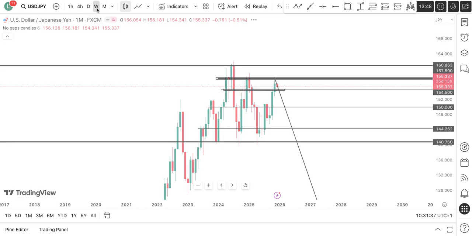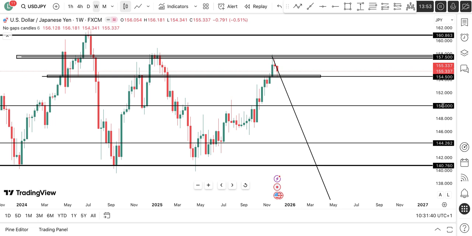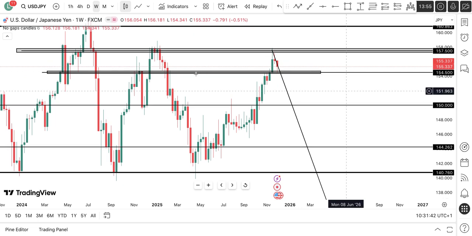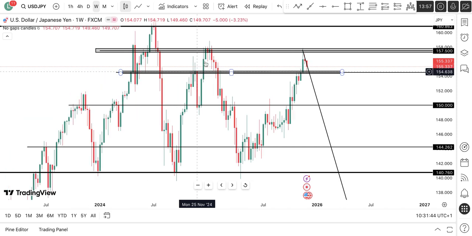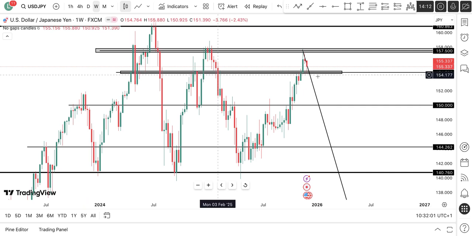And I go down to the weekly time frame. What do I need? I need to see something. I need to see chart patterns. I need to see areas where I can plot my buy lines, my prices, right? And then if you can see, we have one by this higher high, and this is also a round psychological 154.500. Now this will be our area of interest to buy from.